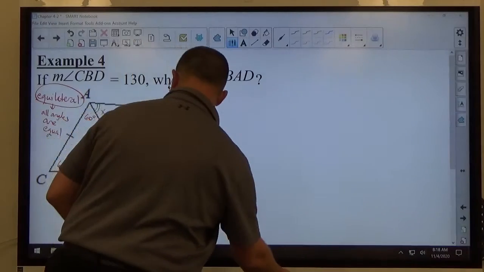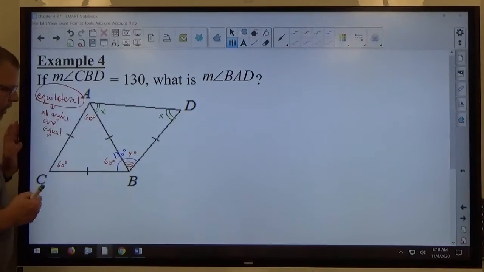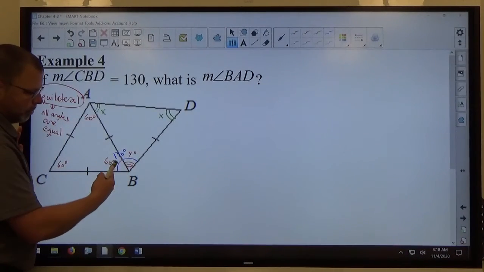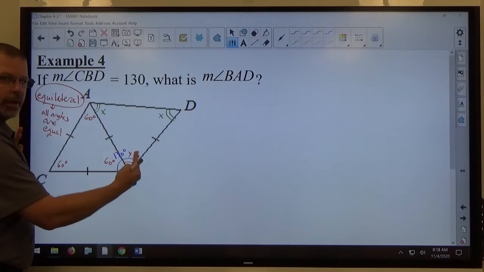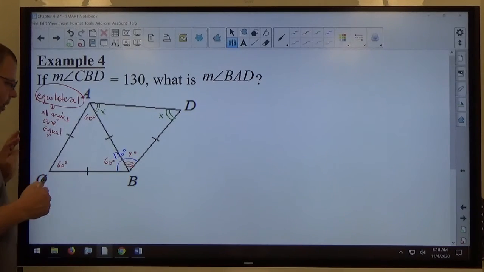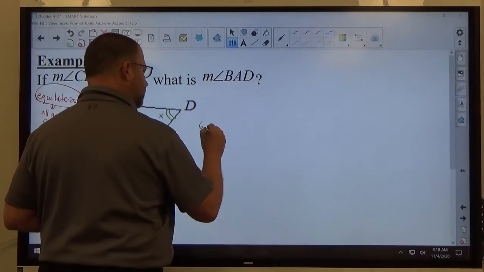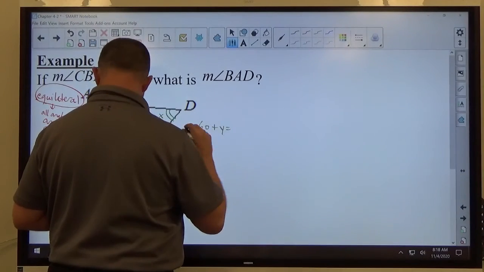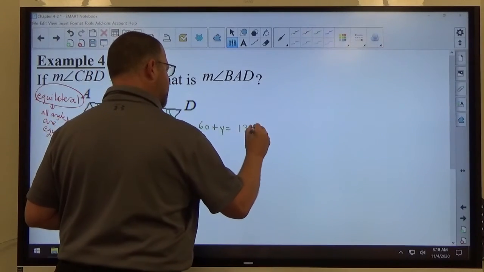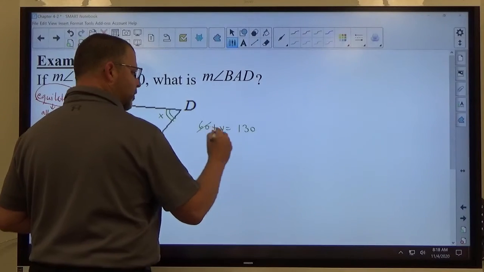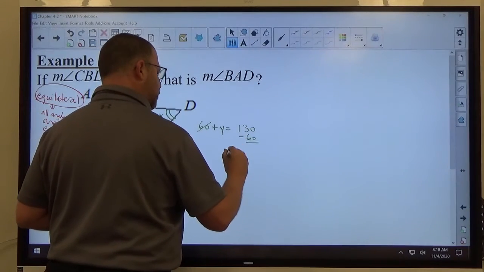So, can we all see that Y and 60, these two smaller angles, make up the big angle CBD, 130? So I know that 60 plus Y has to be 130. If I chop 60, move it over, I'm going to get Y equals 70.